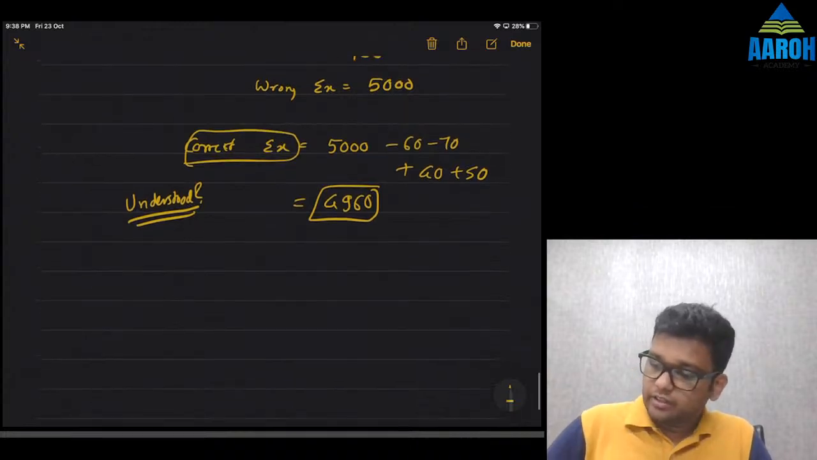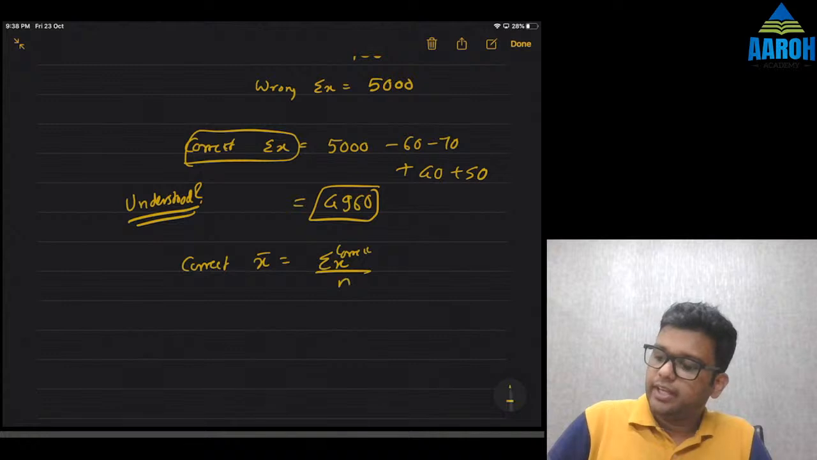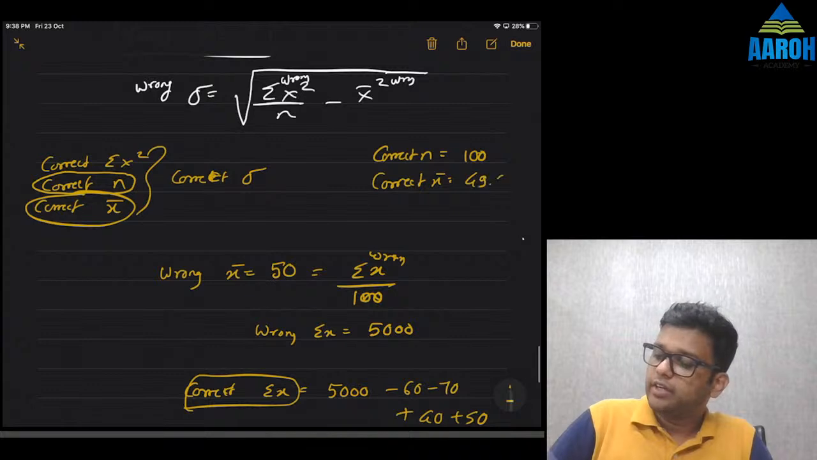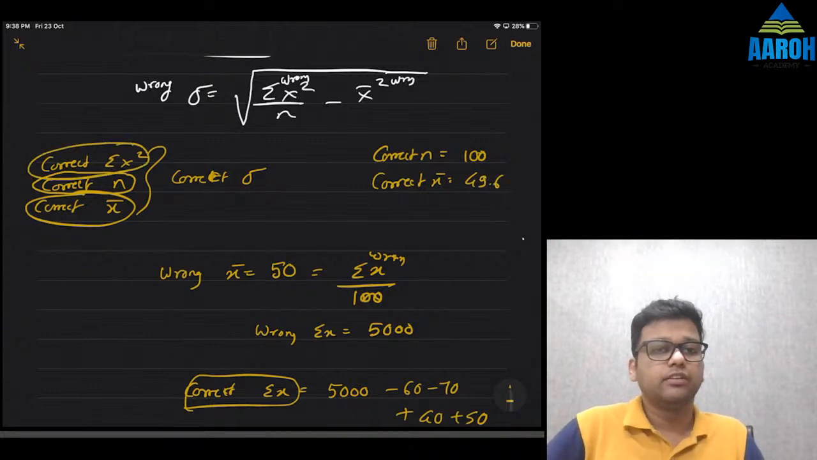Yes, good. Then let's find correct x bar now. Correct x bar will be what? Now new correct summation x upon n, that is 4960 upon 100, so 49.6. So we have got correct summation x, correct x bar also 49.6. Now the only thing remaining is correct summation x square.